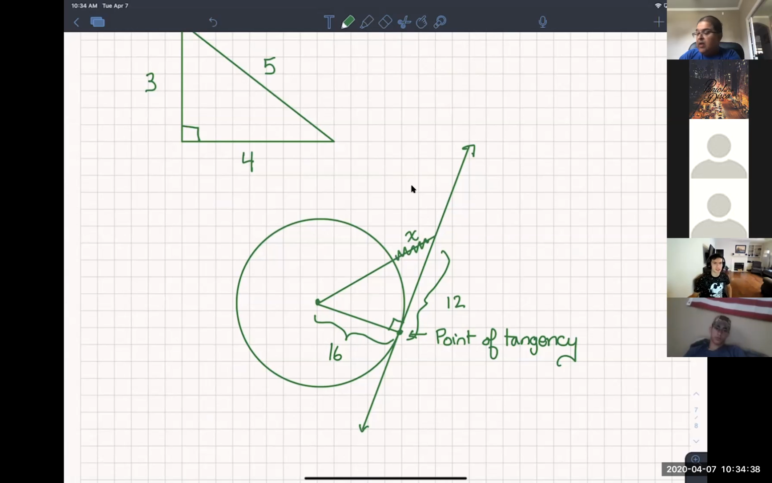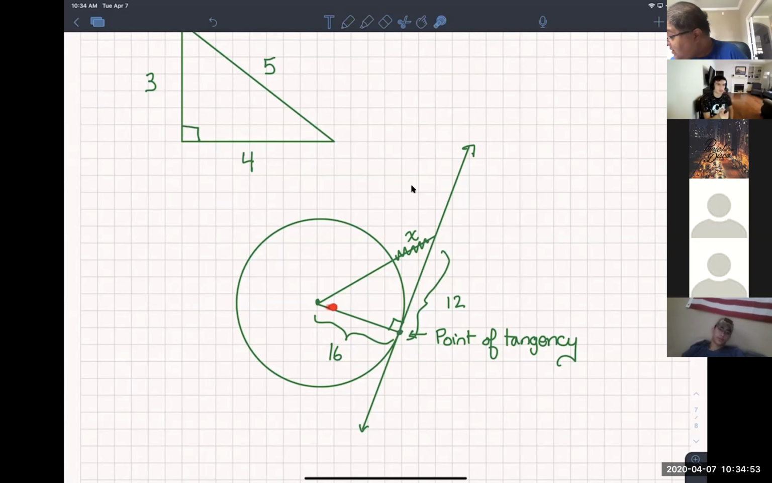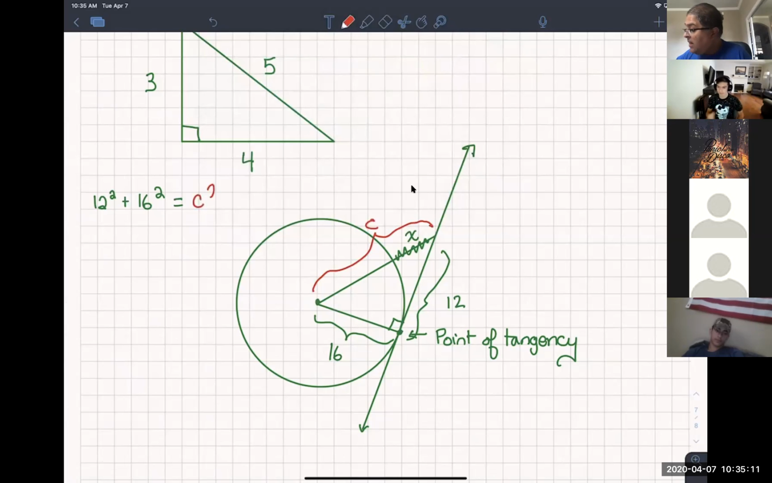Ask the question again, Mr. D. Okay, so, you're going to do like 12 over 16 or something like that? Well, we know this part right here is 12, right? 12 squared plus 16 squared equals, I don't know, x plus 16 squared? Yeah, 12 squared plus 16 squared equals this whole thing. Because remember, this is the hypotenuse of this right triangle. So this forms a right triangle.